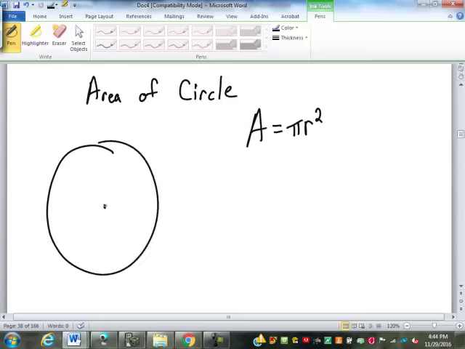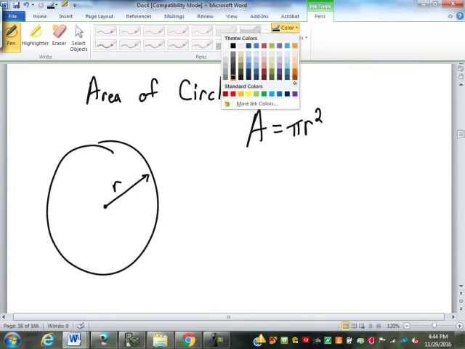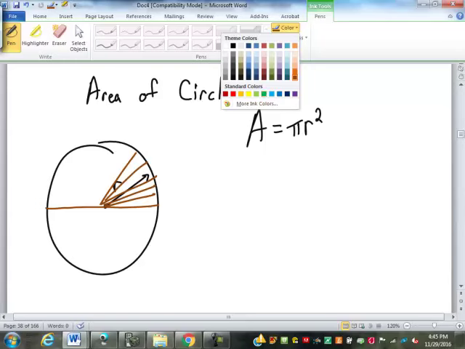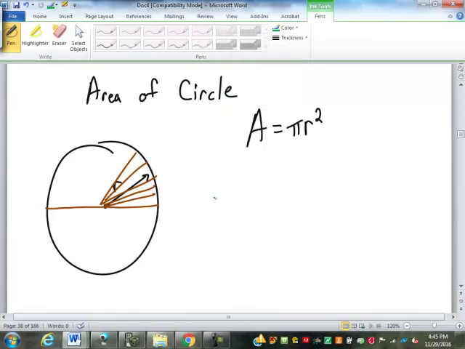Let's say we have a circle and we know its radius. We're just going to call the radius r. What we're going to do is cut that circle in half. And we're going to cut that half a circle into the thinnest little pie wedges we can cut, all the way through the circle. Now we're going to take those pie wedges and fan them out.